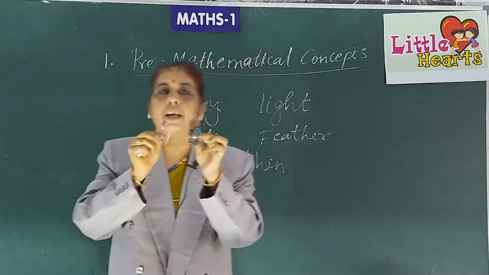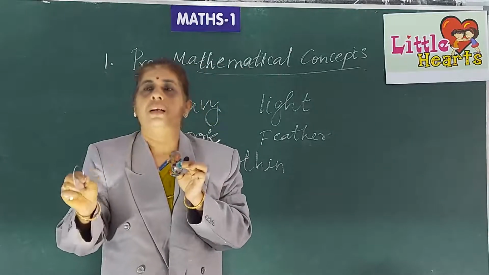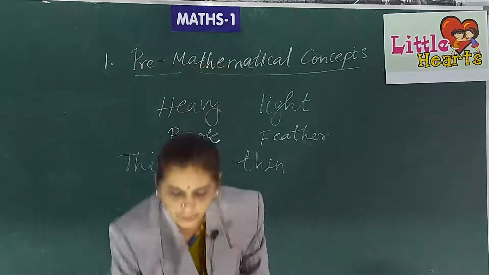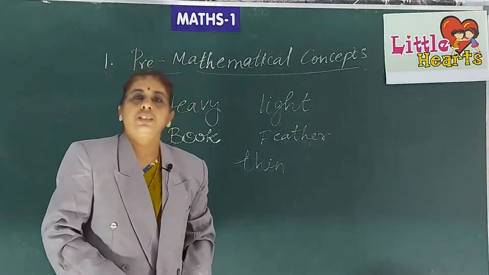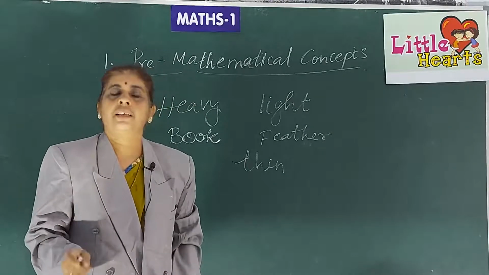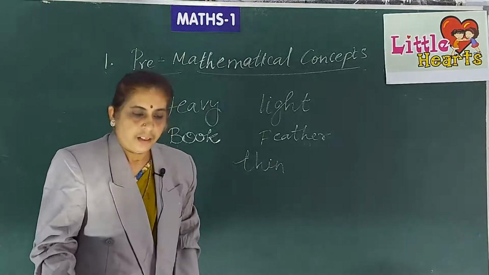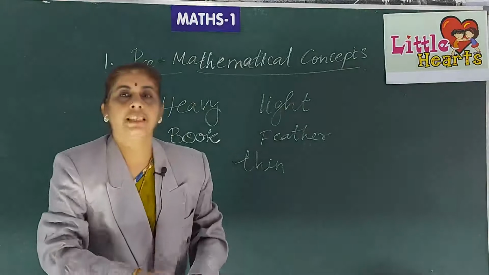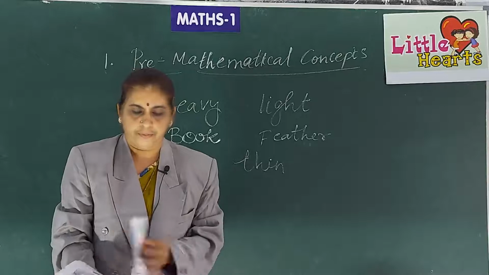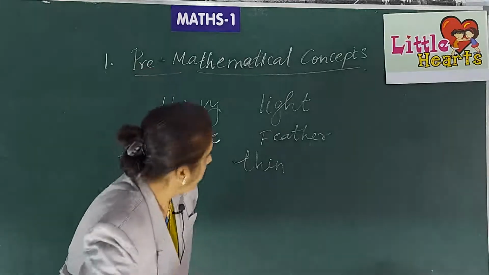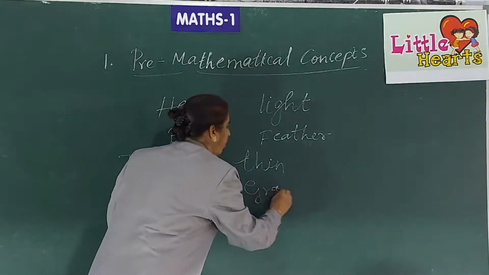So, now we are able to identify the objects which are big, which are small, which are long, which are short, and who are tall, who are short, and which is heavy, which is light, which is thick, which is thin. These all things refer to the sizes of the objects or things which you see around you. Size shows the graded measurement of an object.